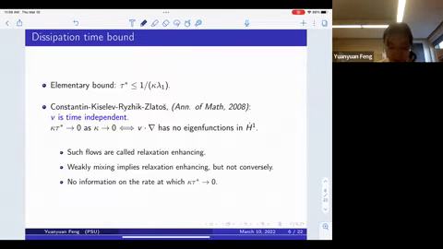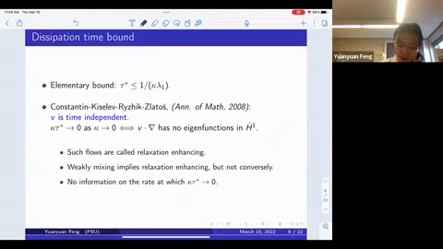Constantin, Kiselev, Ryzhik, and Zlatos in 2008 proved that for V time independent, kappa times tau star goes to 0 as kappa goes to 0 is equivalent to the transport operator V dot gradient having no eigenfunctions in H1. Such flows are called relaxation enhancing flows.